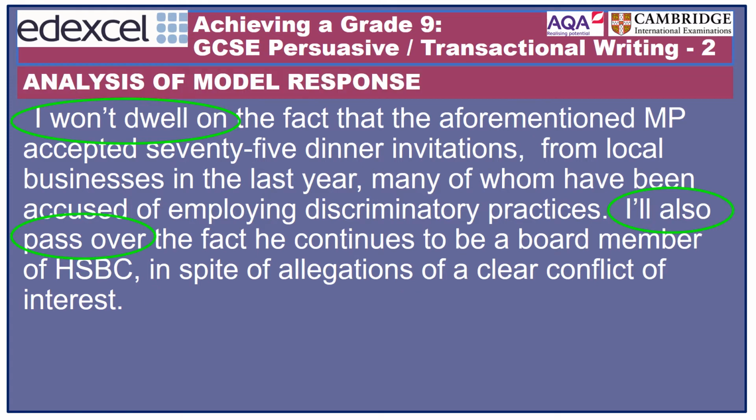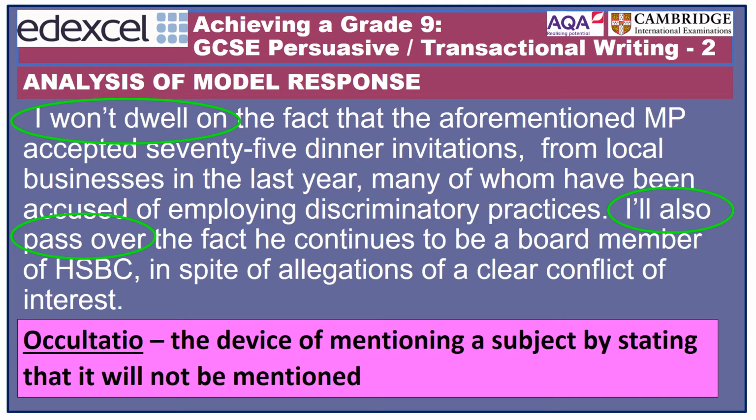Note the splendidly disingenuous phrases I won't dwell on and I'll also pass over. This is an example of occultatio. In this example, this paints the writer as someone who is determined not to dish the dirt before doing exactly that. It makes the writer seem somehow honourable. He isn't going to stoop to personal attacks on this MP who apparently is not doing all he should in relation to scourging the local area of discrimination before doing exactly that.